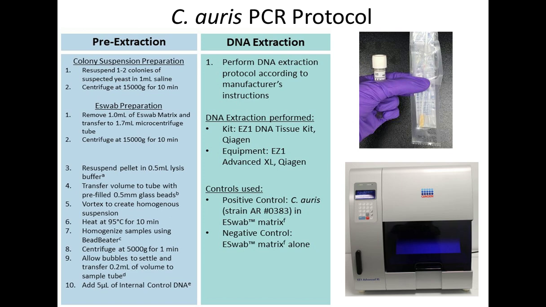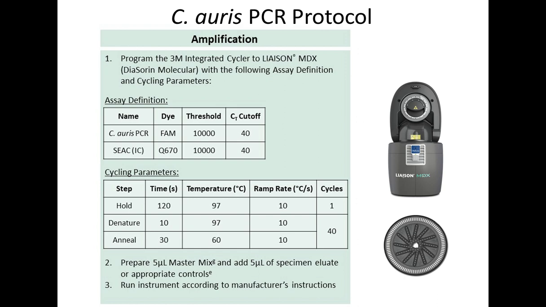So we go through a substantial pre-extraction step, and then we extract DNA on a QIAGEN platform, the EZ1 DNA platform, and then we have some positive controls and negative controls, of course. A Candida auris strain is the positive control. The negative control is eSwab matrix alone. Moving on, we worked with DiaSorin to be able to put this test working on the LIAISON MDX platform. It's a platform that we at UCLA have numerous laboratory-developed tests on. And so in that setting, the assay definitions are there, the cycling parameters are there, and we built out the assay to be able to give us a sensitive and specific PCR.